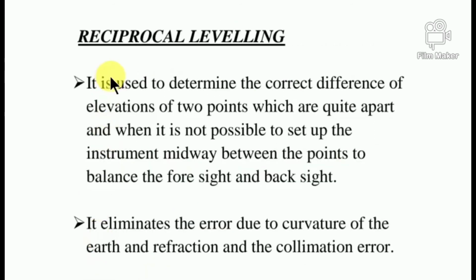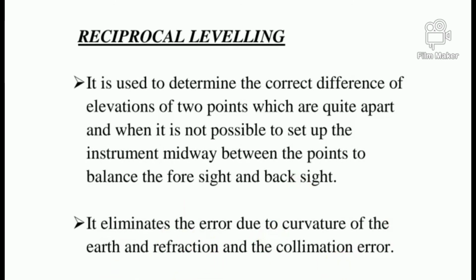Next important topic is our reciprocal leveling. Reciprocal leveling is used to determine the correct difference of elevations between two points which are quite apart, and when it is not possible to set up the instrument midway between the points to balance the foresight and backsight. That means we do reciprocal leveling when both ends are not visible. It eliminates the error due to curvature of the earth and refraction and the collimation error.